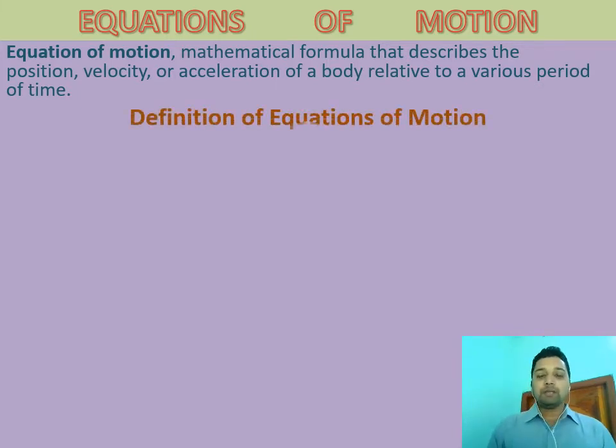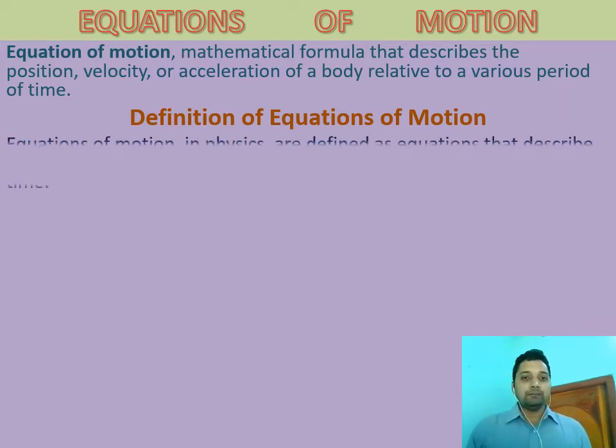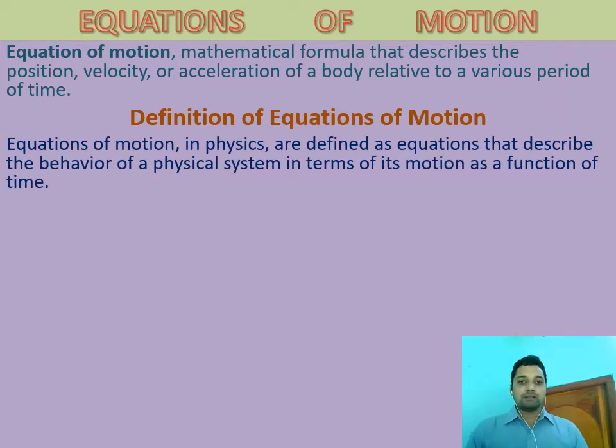If we come to the definition, equations of motion in physics are defined as the equations which describe the behavior of a physical system in terms of its motion as a function of time. Means whenever a body is at rest or in motion, how its position, velocity and acceleration will change as a function of time, how they will increase or decrease with the change in time. That is what we call the equation of motion.